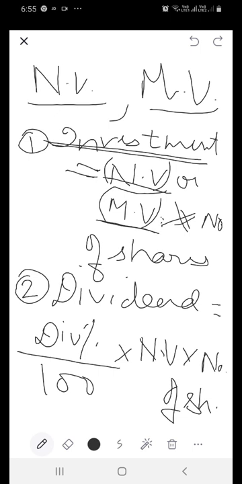Dividend is always calculated on the nominal value because it is given by the company. Whether the value of the share in the market is above the nominal value or below the nominal value, that company doesn't have to see.